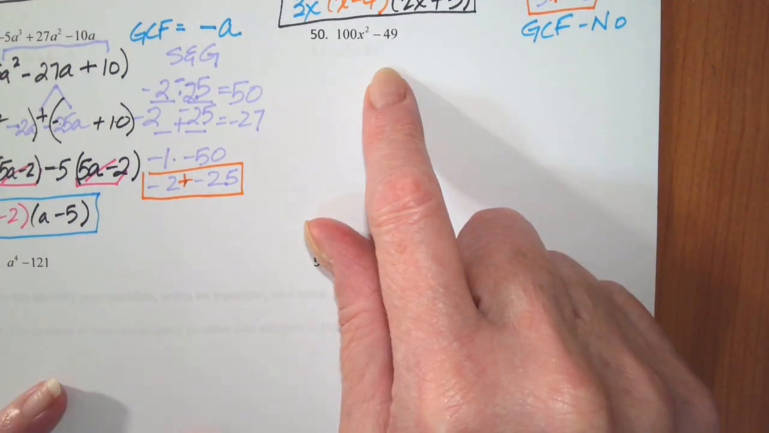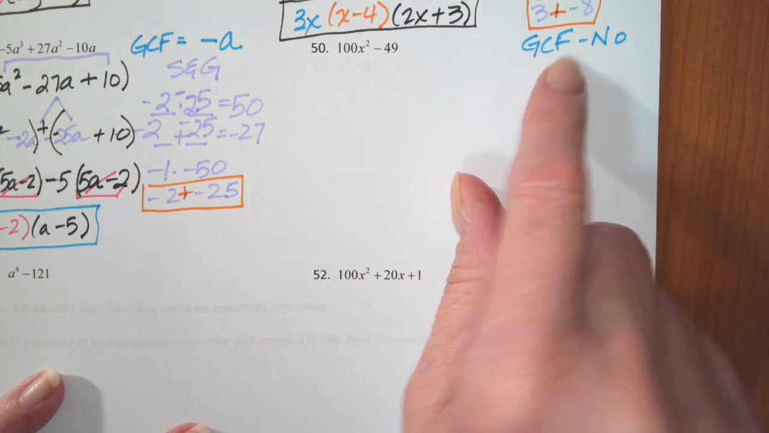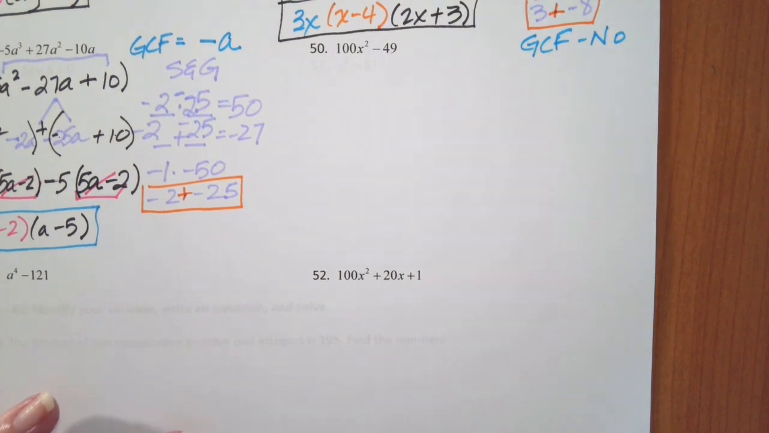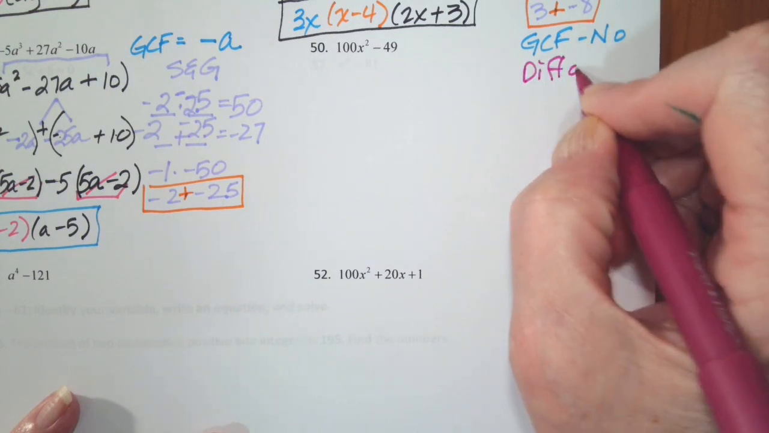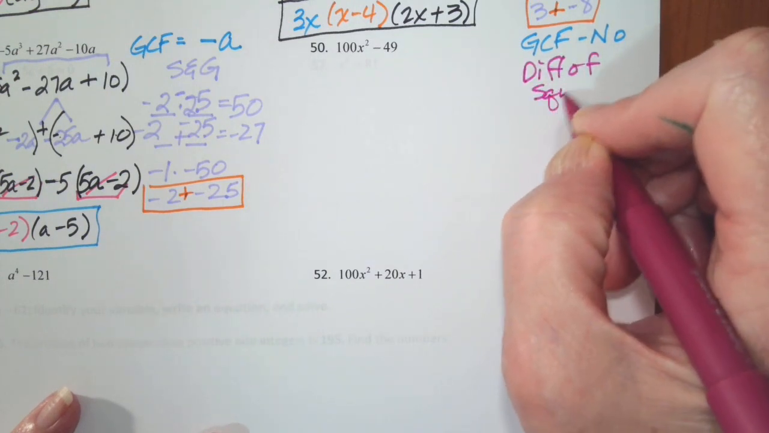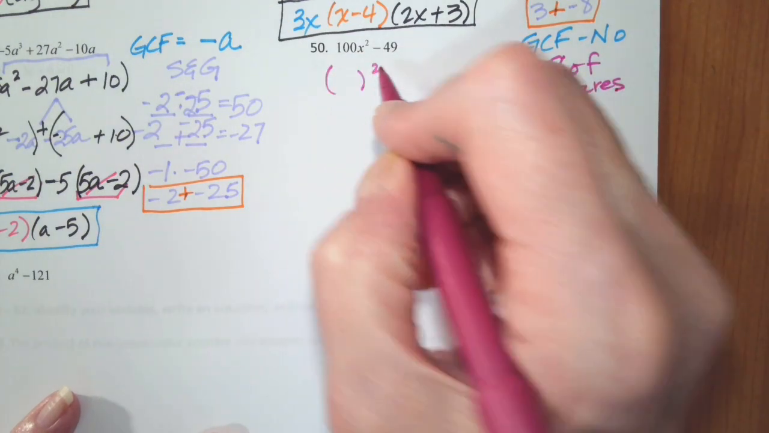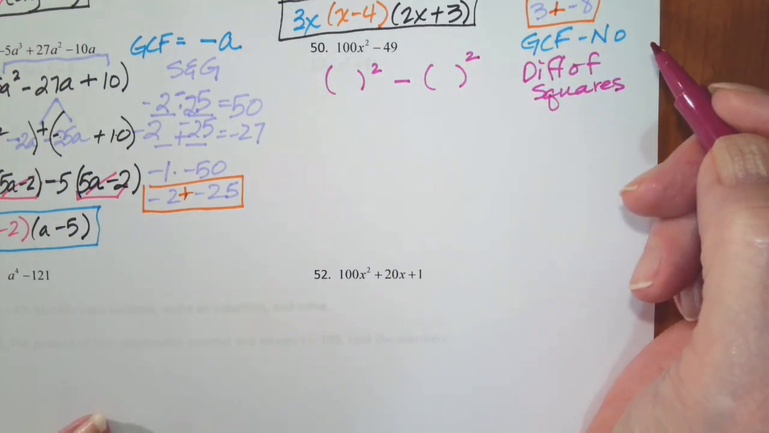Okay, so let's get back to problem 50. All right, so I'm going to look for a GCF. There isn't one. So this is two terms. The only potential thing it can be is a difference of squares, which means is the first term a perfect square minus another perfect square.